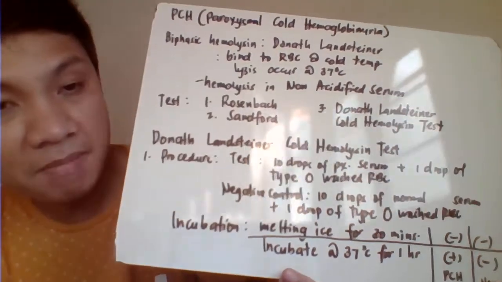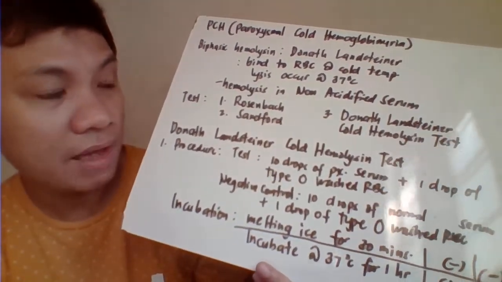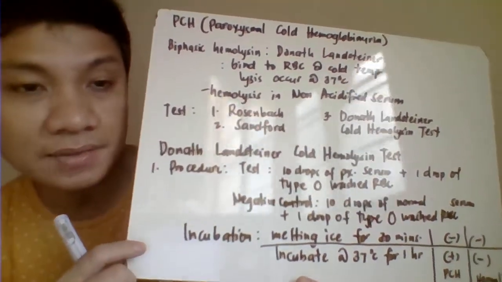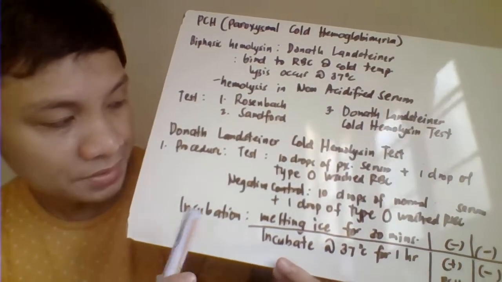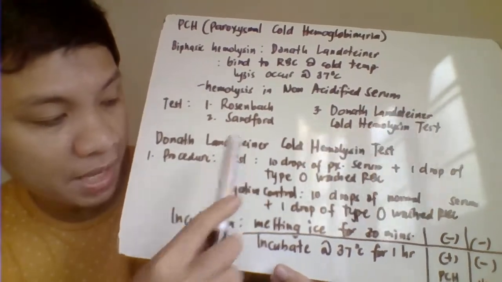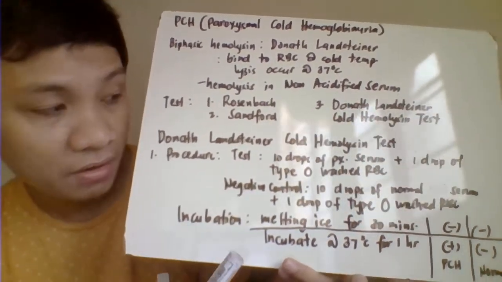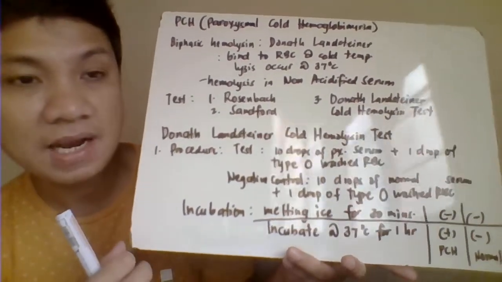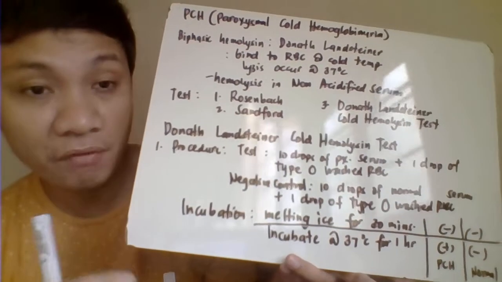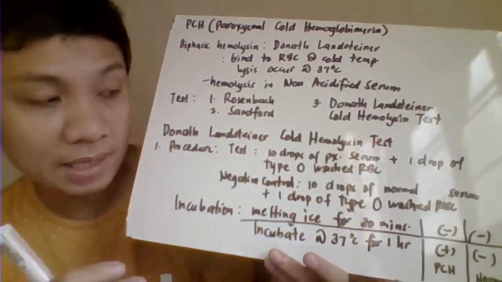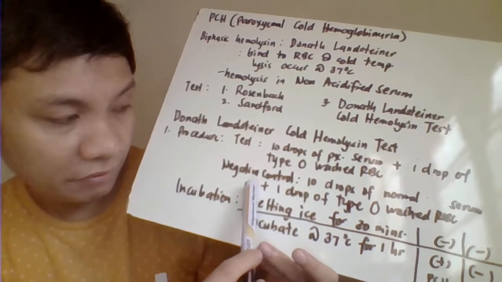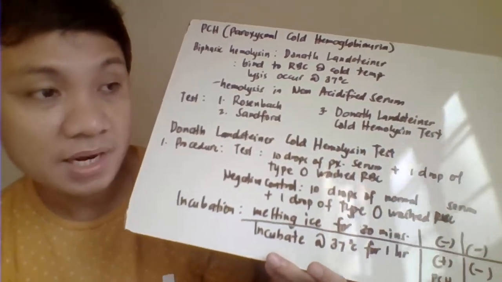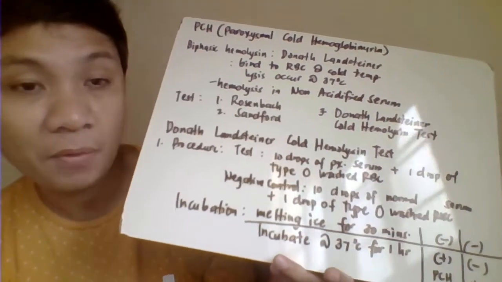Okay, so we have different methods for that. We have the Rosenbach, Sanford, and Donath-Landsteiner. So we have here the procedure for the Donath-Landsteiner, called the hemolyzing method. You're going to prepare the sample of your patient and a negative control. For the patient sample, 10 drops of the patient's serum, then you add type O red cell suspension coming from a normal patient. For the negative control, 10 drops of the normal serum, then of course 1 drop of your type O red cell suspension.